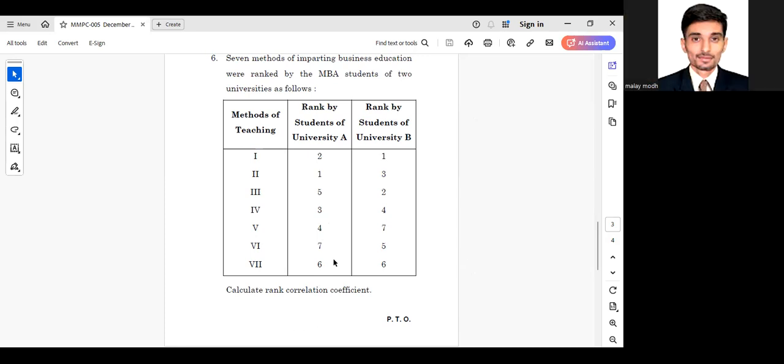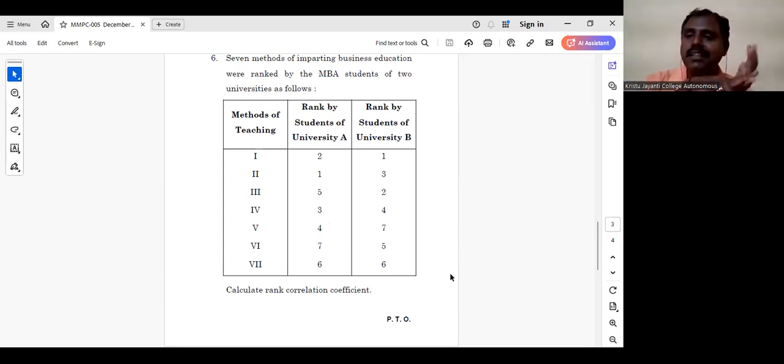Sir, can we use this one correlation coefficient formula for all types? Correlation, I said there are 2 methods. One is Karl Pearson's method, another is Spearman's rank correlation coefficient method. Here they're asking for the rank correlation coefficient, so you have to go for Spearman's. The formula is 1 minus 6 into sum of D squared divided by N cube minus N. That formula we have to use.